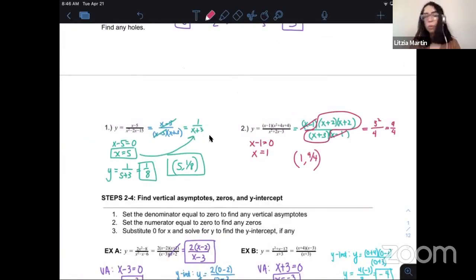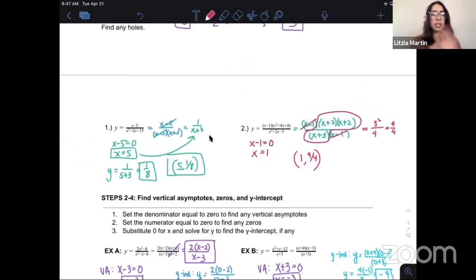That's the one problem that I saw a few mistakes on, so I wanted to make sure to clarify it. Make sure we all know the x value that cancels out: you set it to 0 to solve for x, and then you plug that x into the simplified form of the equation you were given. Okay. Are there any questions?